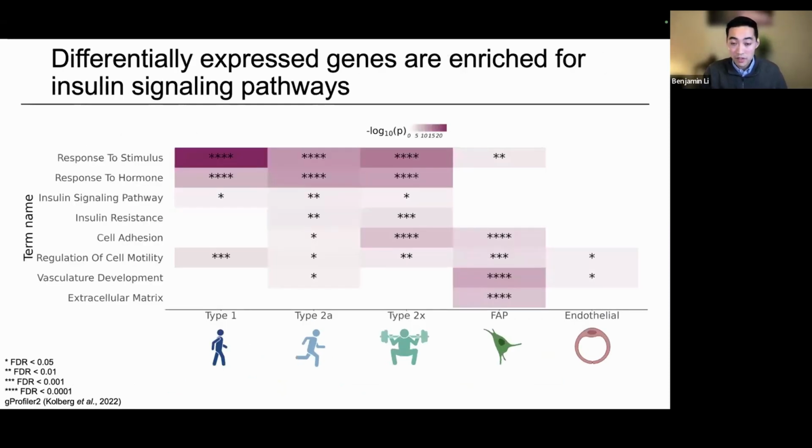When we look at what kind of pathways are significantly enriched for these differentially expressed genes, we see terms that we would expect to see. So insulin signaling pathway, response to stimulus, response to hormone, these seem to be weighted towards the muscle fibers. There are also terms that are shared between the different clusters, so cell adhesion and regulation of cell motility. And furthermore, some terms seem to be more specific to the non-muscle fiber types. So even with lower power, we see that the FAPs and endothelial cells may be more enriched for terms like extracellular matrix or vasculature development. And genes in those pathways may be changing specifically in those cell types in response to this stimulus.